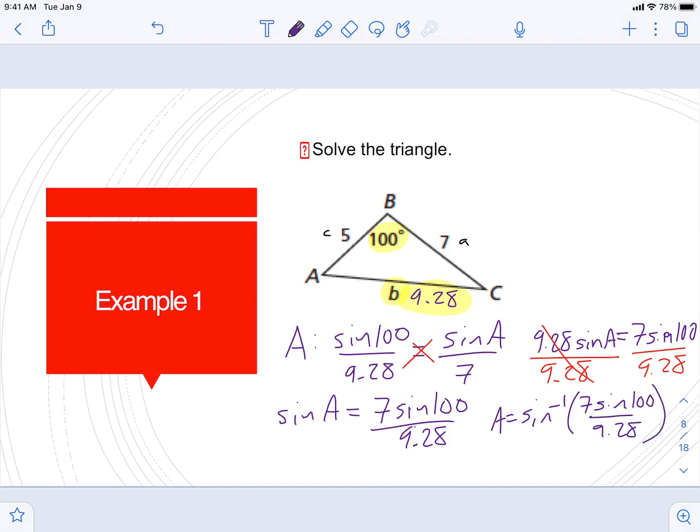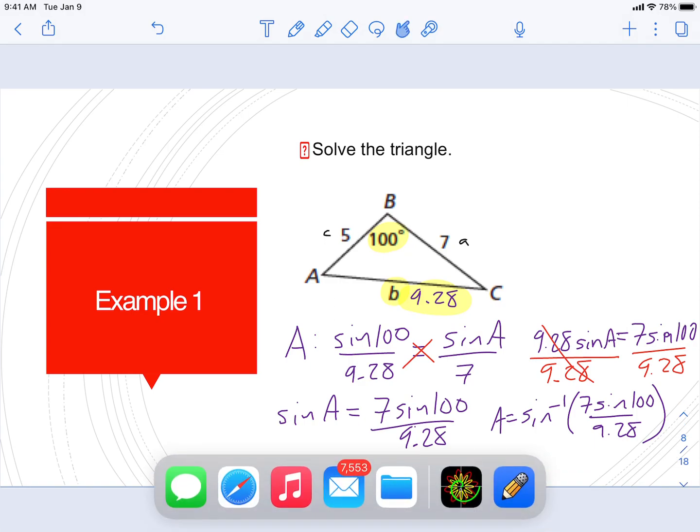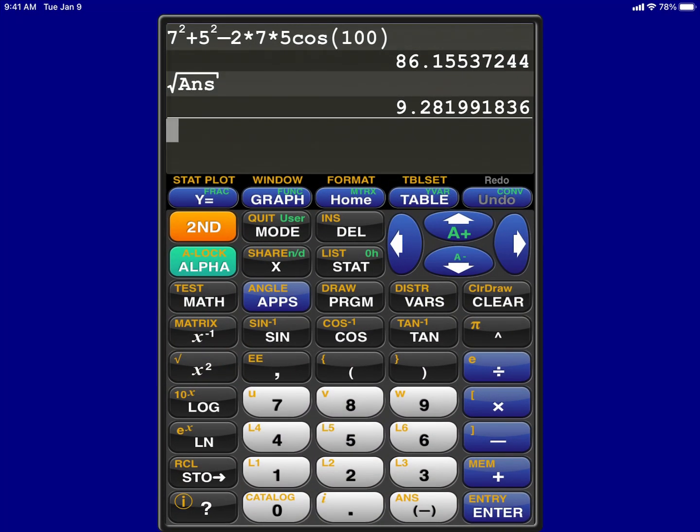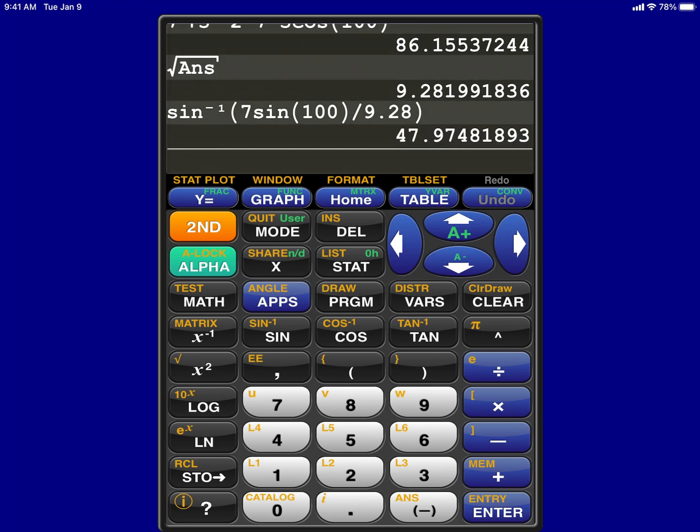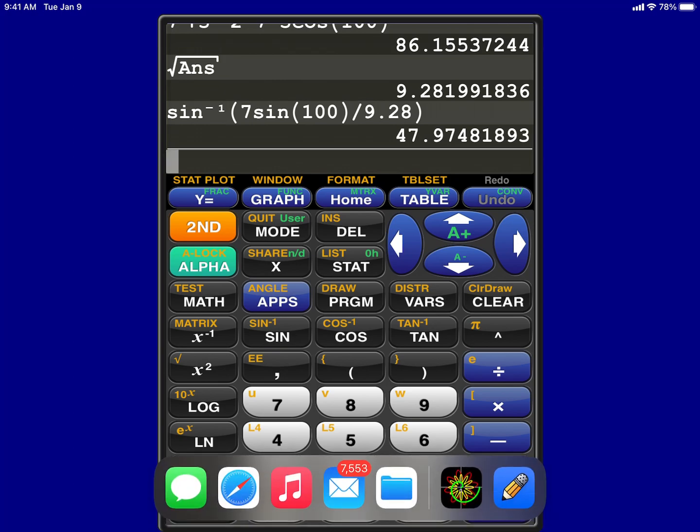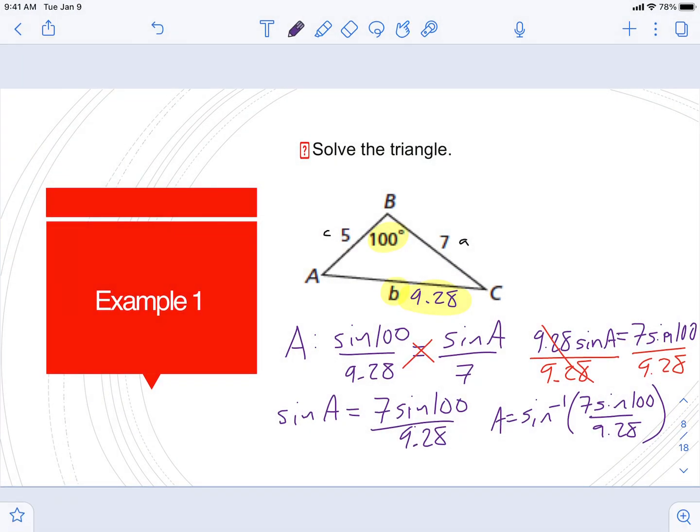All right, now pay attention to how this goes into the calculator because this is super important. Second sine, and then 7 sine 100, end parenthesis, divided by 9.28, just like that. And we get 47.97 degrees. So angle A, 47.97.